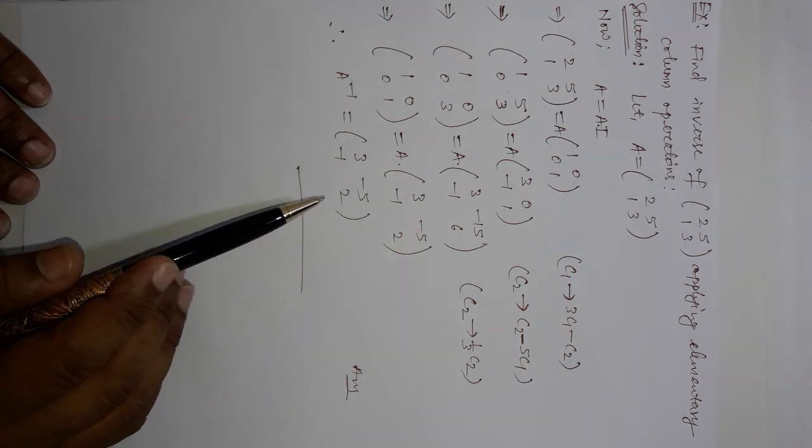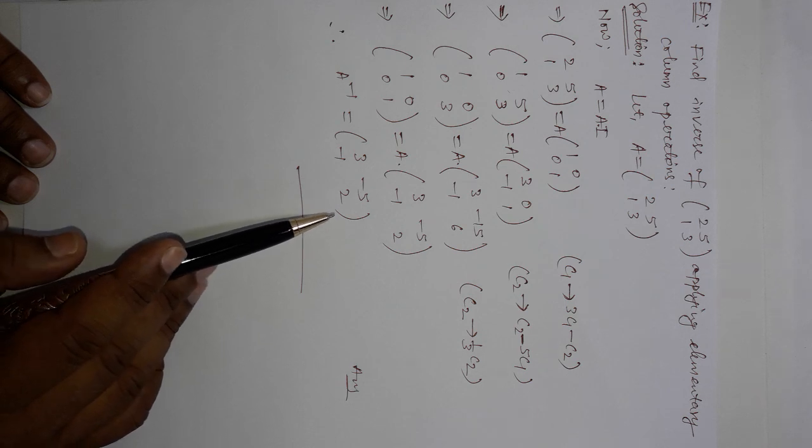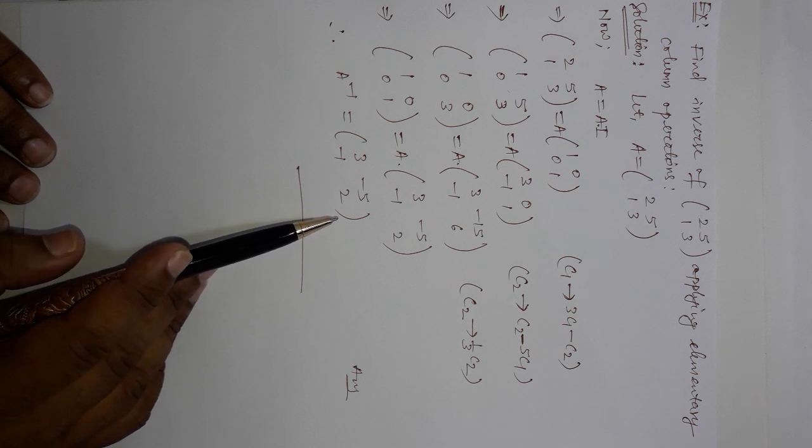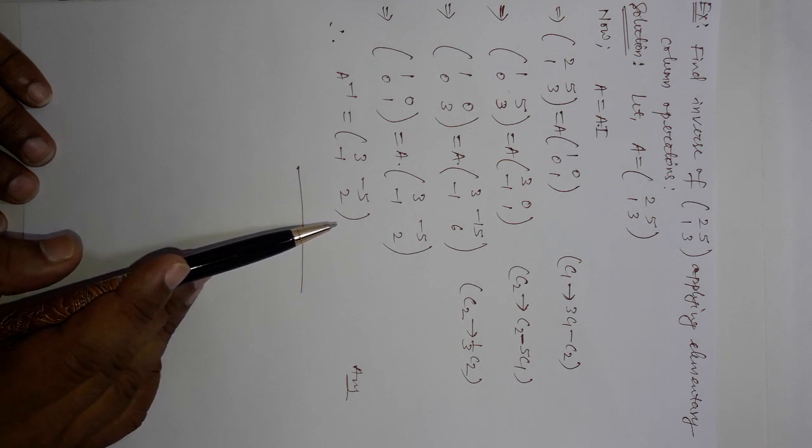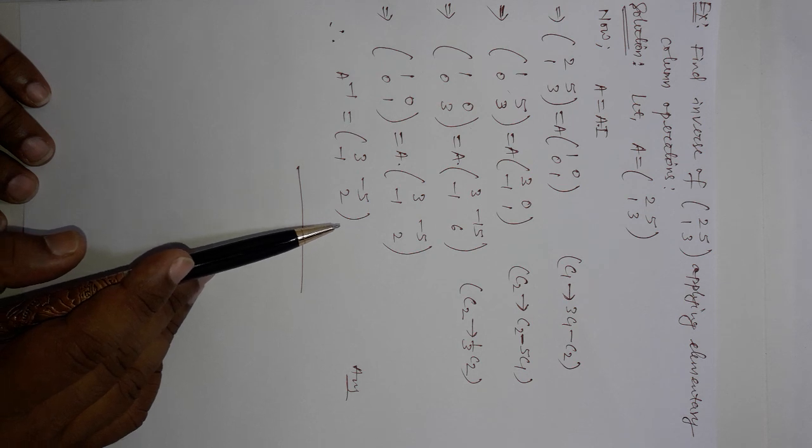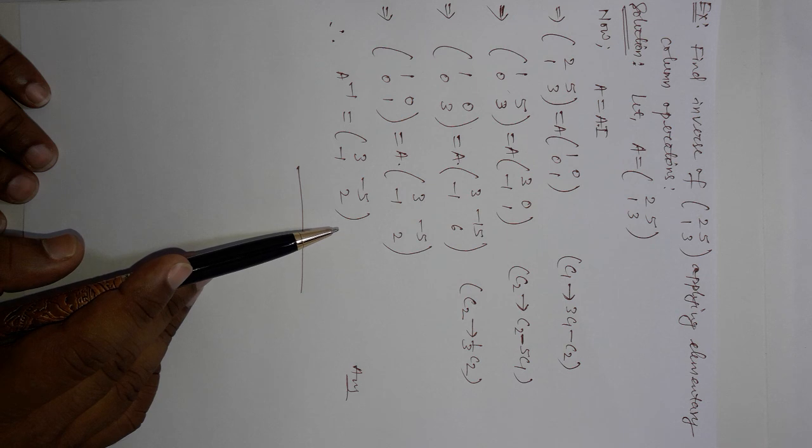So, friends, I hope you understand both processes, but remember again, if you are applying column operations the result will come row wise, and if you are applying row operations the result will come column wise. I hope you are relatively clear about these elementary operations on rows and columns to find the inverse of a matrix.